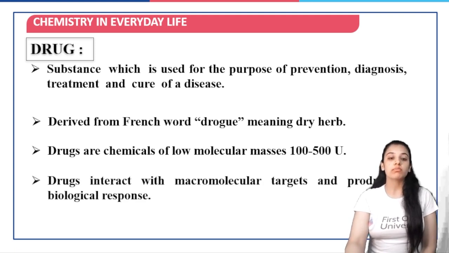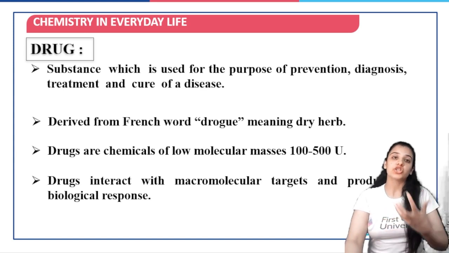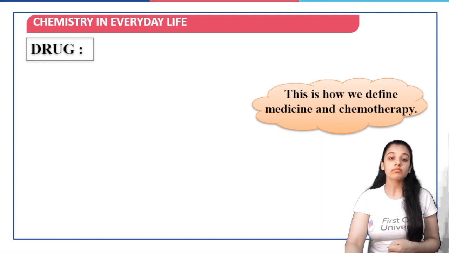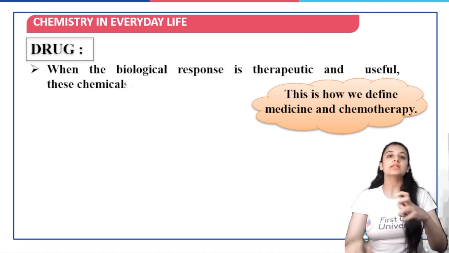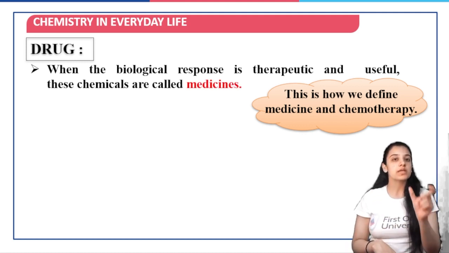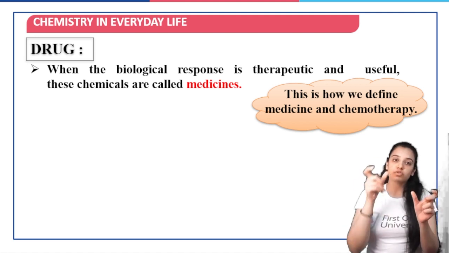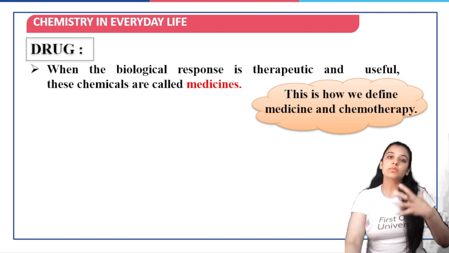Drugs interact with the macromolecular targets within our body and they produce a biological response. So this is how we define medicine and chemotherapy. Therapy means something that is useful for the treatment, and chemo means making use of chemicals. So chemicals used for the treatment is known as chemotherapy. And obviously chemicals means medicines.